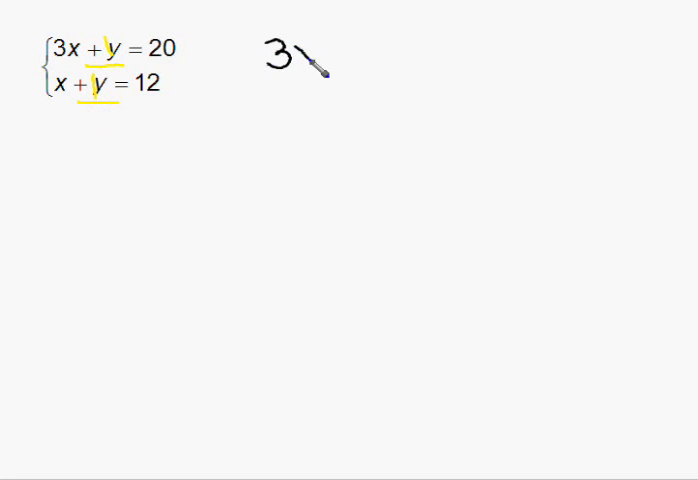Let's try another example. Let's solve the system 3x plus y equals 20 and x plus y equals 12. Now remember, our goal is to create opposite coefficients. We're close. Our coefficient of y in the first equation is 1. The coefficient of y in the second equation is 1. But we would describe these as matching instead of opposites.